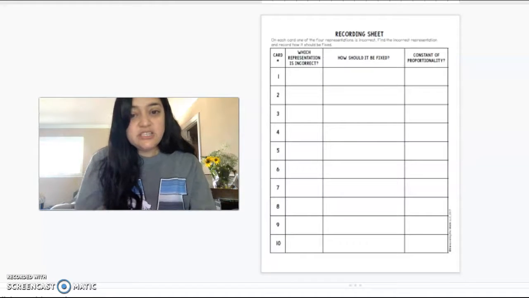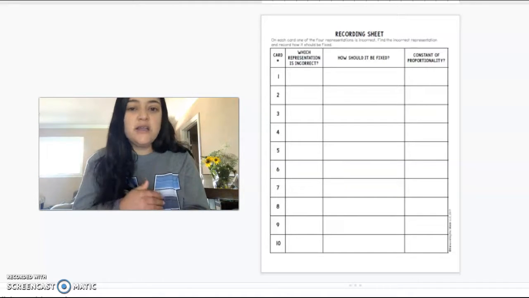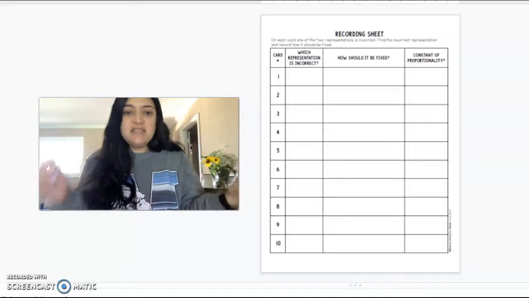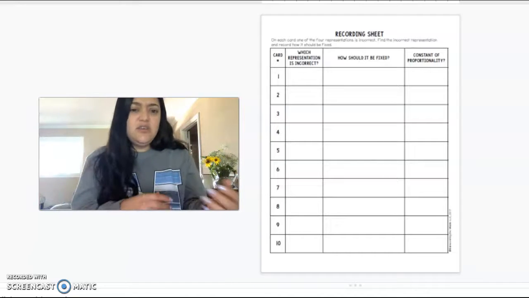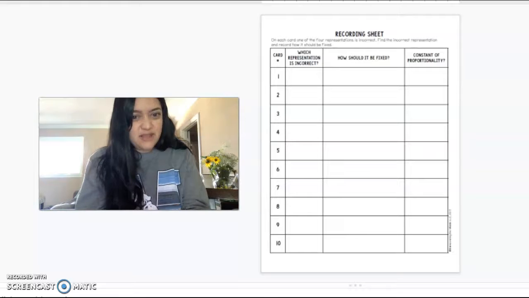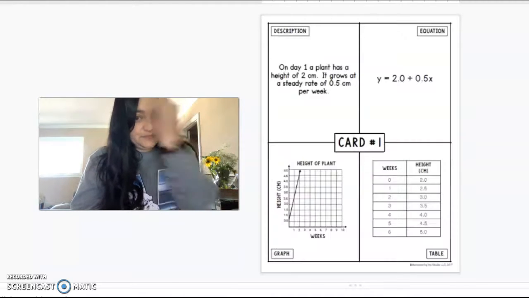This is the recording sheet that you can use. You can print this out and write it yourself, or you can just do it on a Google Doc, make a table, copy this into a Google Doc and put text boxes. You can write this on a sheet of paper and send it to me, whatever works for you guys. So let's look at an example.